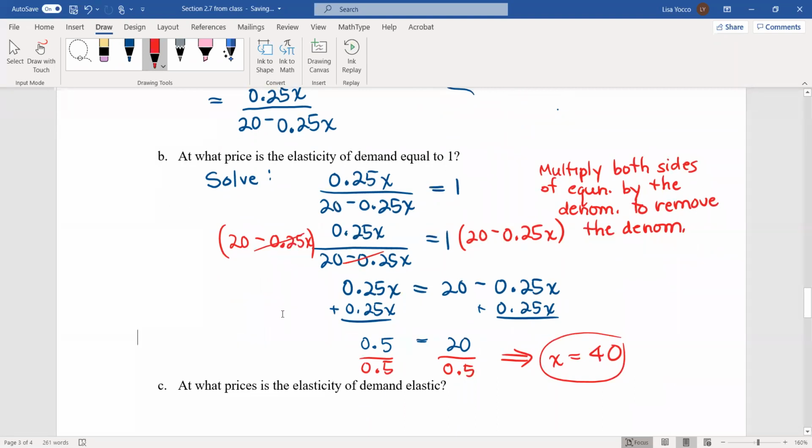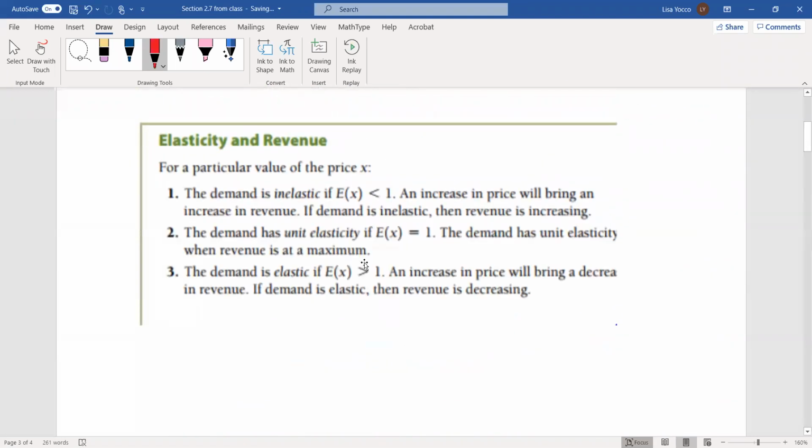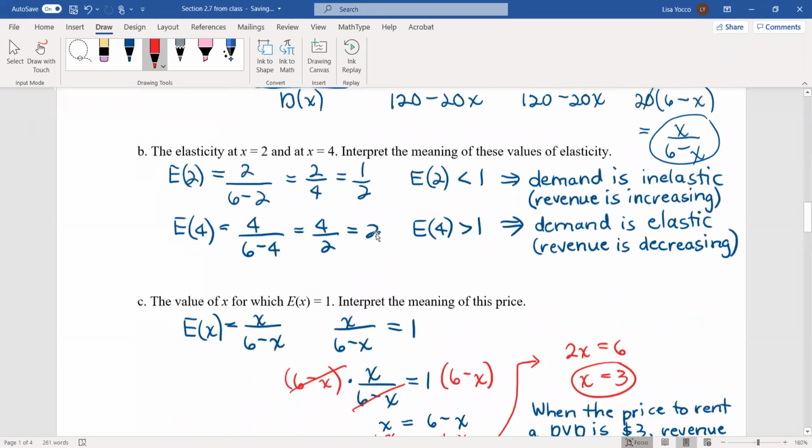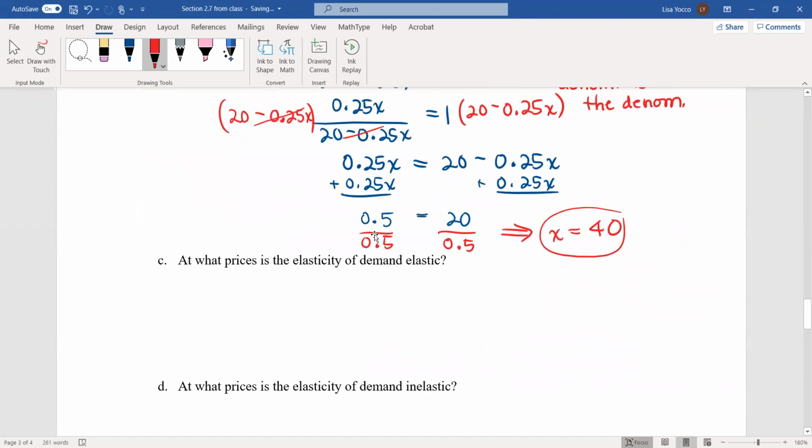Part C says, at what prices is the elasticity of the demand elastic? So going up here, remember it's elastic. That's part 3 of your definition up here. The demand is elastic if E of X is greater than 1. All right. So say the demand is elastic if E of X is greater than 1.